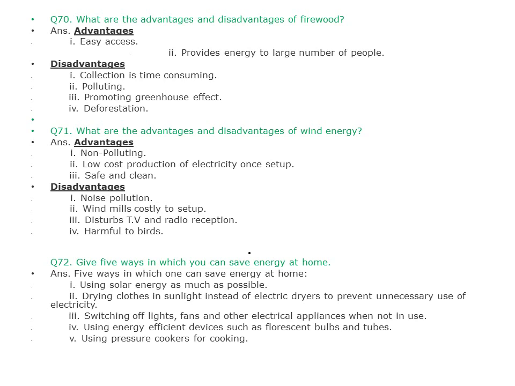Give five ways in which you can save energy at home. One, using solar energy as much as possible, and two, trying to use sunlight instead of electricity, trying to prevent unnecessary use of electricity. Third is switching off lights, fans, and other electrical appliances when not in use. Four, using energy efficient devices such as fluorescent bulbs and tubes. Five, using the pressure cooker for cooking.